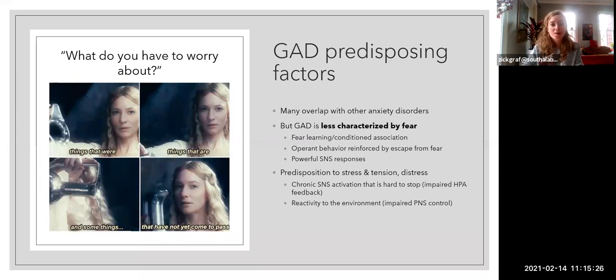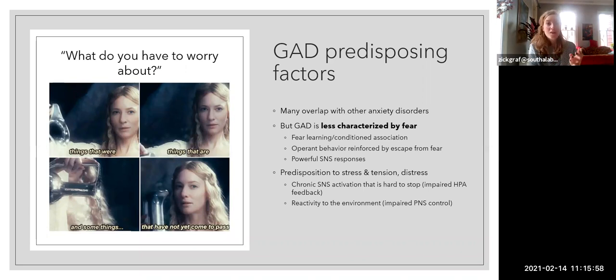So the predisposing factors more associated with maladaptive or inappropriate experiences of fear include the ability to form powerful, generalizable fear learning that is resistant to extinction, negative conditioned associations, the tendency to have operant learned behaviors that are strongly reinforced by escape from fear, and the tendency to have really powerful, intense sympathetic nervous system responses like panic attacks in response to conditioned fear stimuli or out of nowhere.